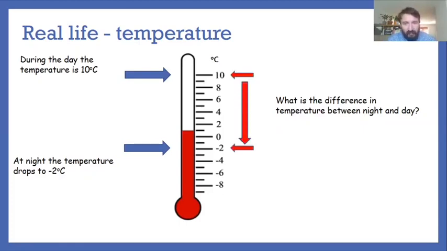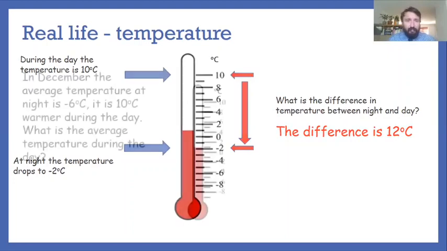Got a nice little animation there just to show you what I've done. So the difference in temperature is 12 degrees. I hope you're seeing and you recognize it here. We have 10 to 0, which gives us our 10, and then we have 0 to -2, that then gives us the 2. 10 and the 2 gives us 12 degrees. That is the difference in temperature.